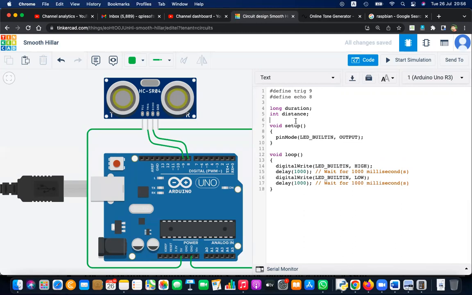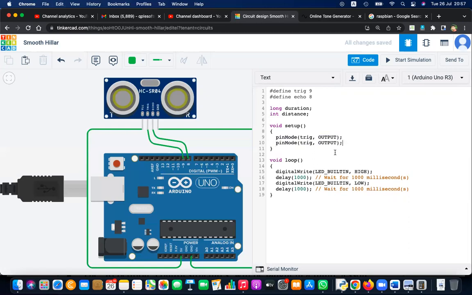Then in the pin mode definition, you have to define the trigger pin. Trigger pin is the output, yes. And then echo pin is the input, right? Echo pin is input. Okay, let's do this part first. I'll give you time. Please do this part first. I'll give you 3 minutes to complete this part.